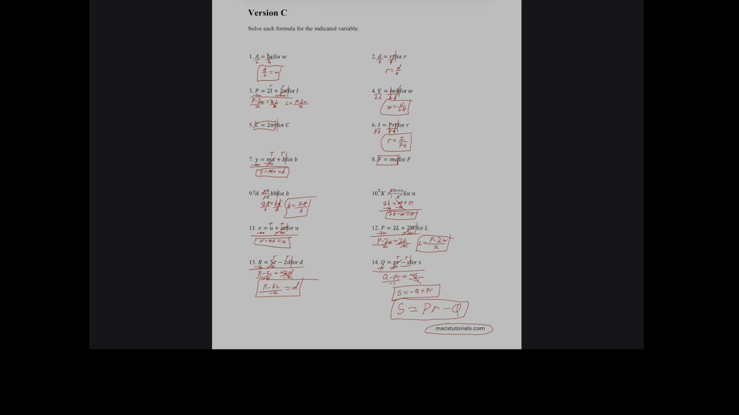So that's all I have right now. So between version A, B, and C, hopefully you feel really good about moving, rearranging the furniture, moving the letters around, knowing when to add, subtract, divide, multiply, and come up and solve for a letter. So if you get that, you're in a really good spot. And I'll see you guys in the next section.